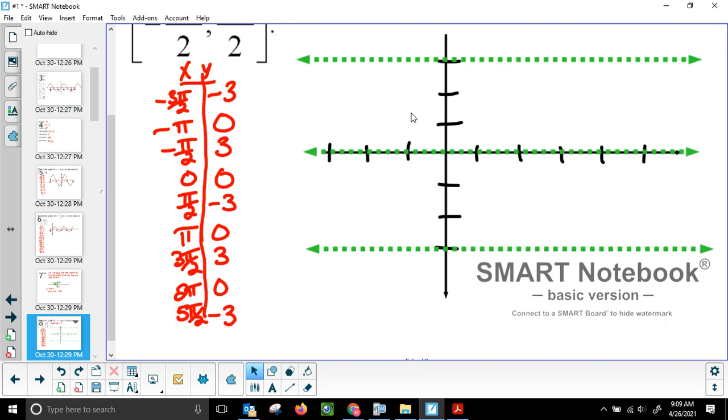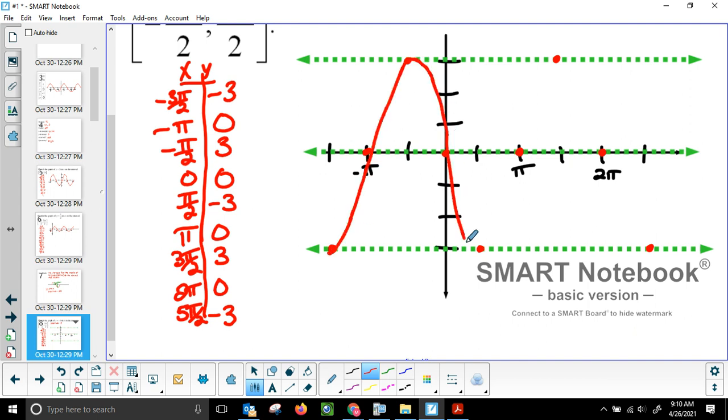All right, and then I know basically that every point on my graph is going to be on one of these three lines. So I know that I have negative, and I guess I should mark this, this can be negative pi, 2 pi. So negative 3 pi over 2, negative 3. Negative pi 0, negative pi over 2, 3, 0, negative 3, 0, 3, 0, negative 3. All right, so there's all of my points. I connect them with a nice smooth curve. And we're done.